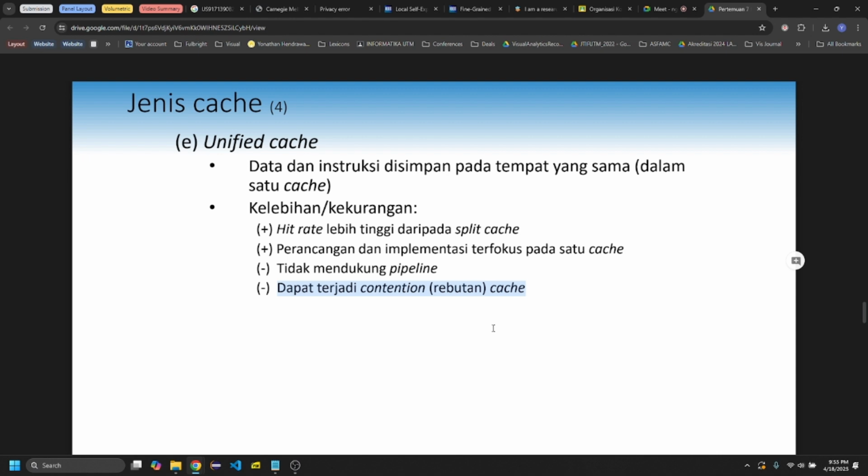Rebutan case di sini itu artinya gini loh. Komputer itu beroperasi, dia butuh instruksi sama dia butuh data. Nah, karena dia butuh instruksi sama butuh data, mau disimpan di dalam case yang mana dulu? Yang instruksi dulu atau data dulu? Karena kalau dalam unified di sini, instruksi dan data jadi satu, sementara si program itu butuh dua-duanya, butuh instruksi sekaligus butuh data.